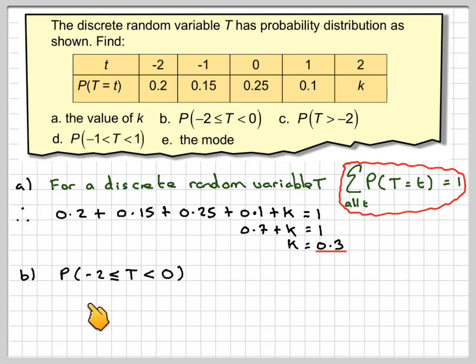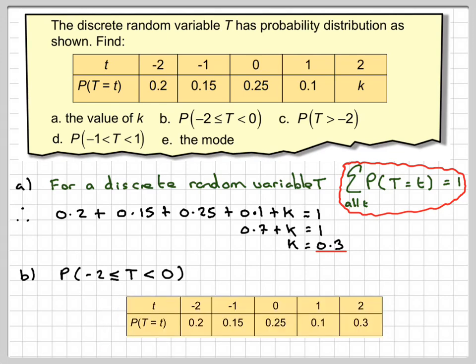Now we want the probability that t is between -2 but equal to it, but less than 0. So now this is the table with 0.3 written in. The bit of the table that we want is this. We don't include this because we want less than 0, but we can be equal to -2. So it's going to be 0.2 plus 0.15, which is 0.35.